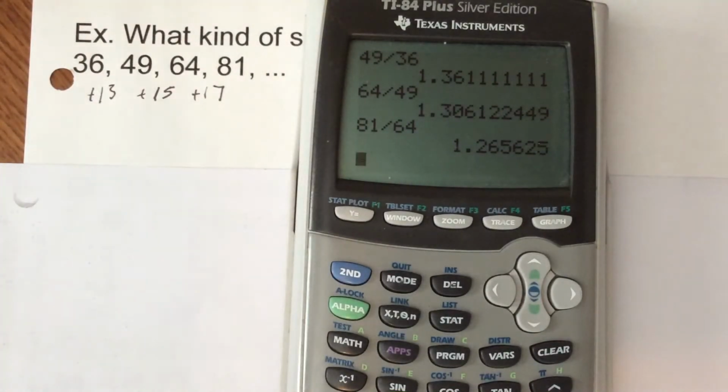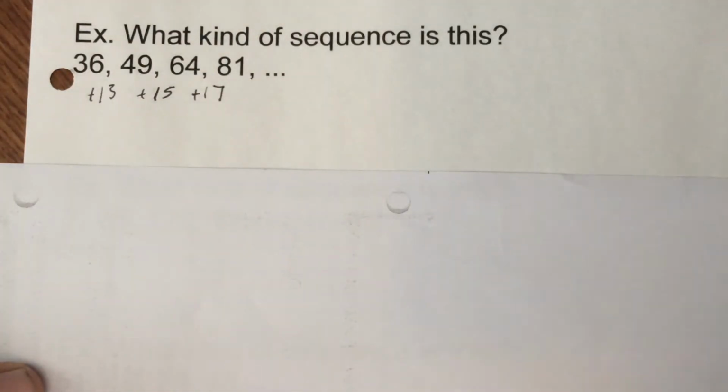We're not dividing by the same thing. We're not multiplying by the same thing. We're not adding by the same thing. So this one's going to be a neither.